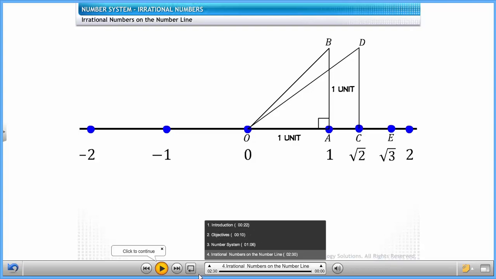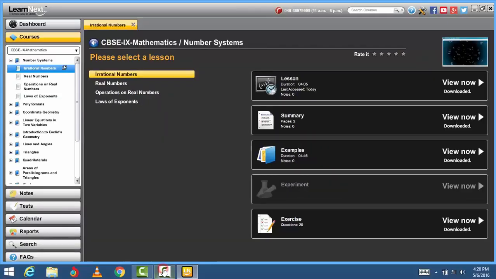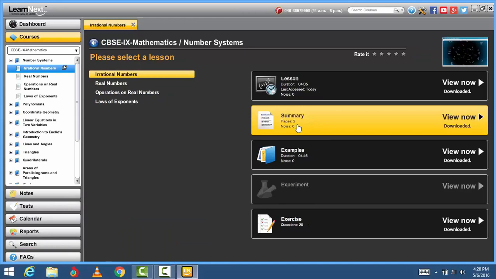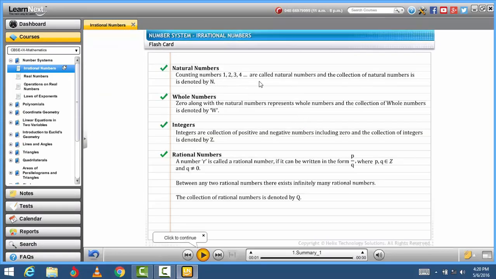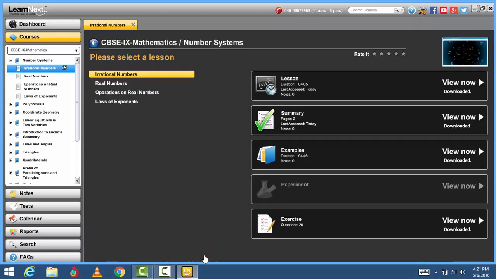First was introduction, 22 seconds, objective, 10 seconds. After completion of the lesson or in between, if you want to revise any particular slide, you may click that slide and it will play again. Otherwise, clicking here, the lesson will continue. Once the lesson finishes, there will be a summary. Summary means the main theme of that particular lesson is in written format, or we may say ready-made notes are available based on the lesson itself.